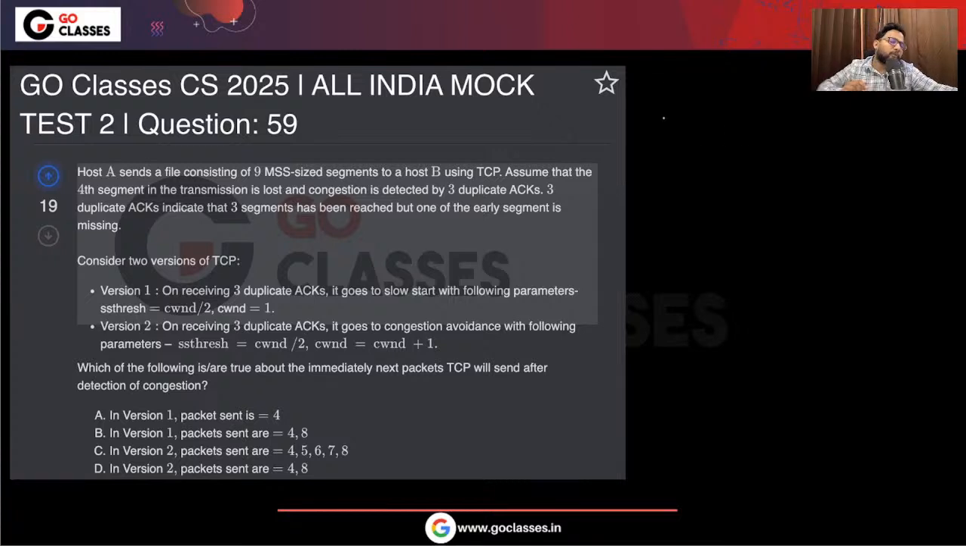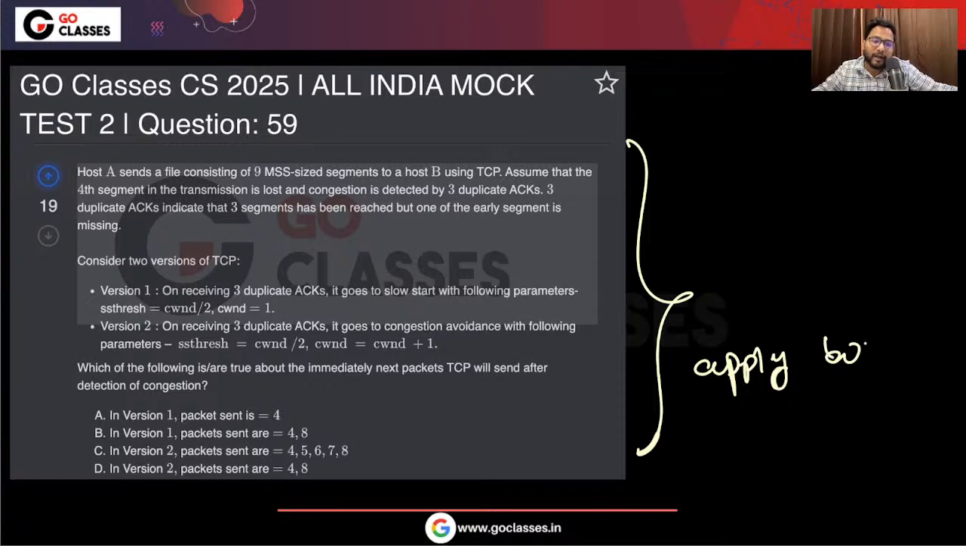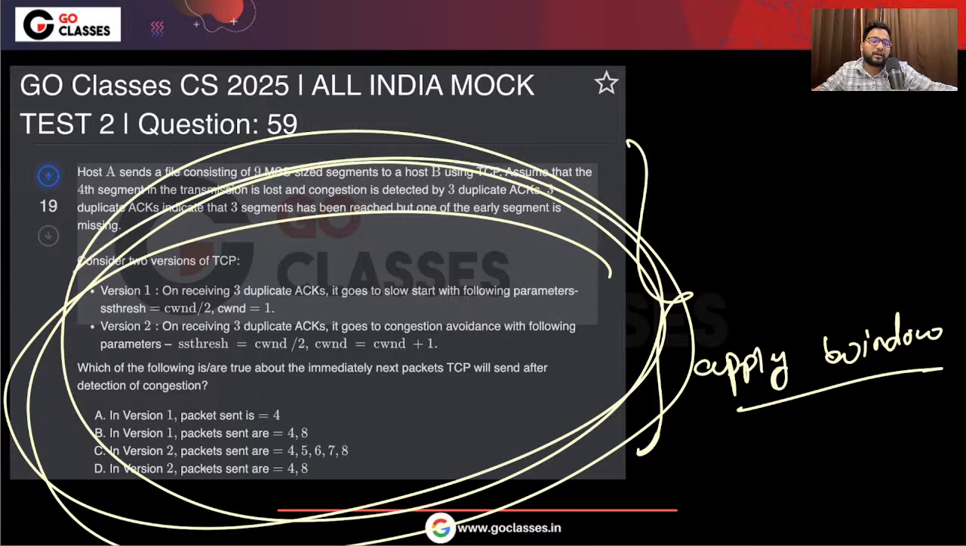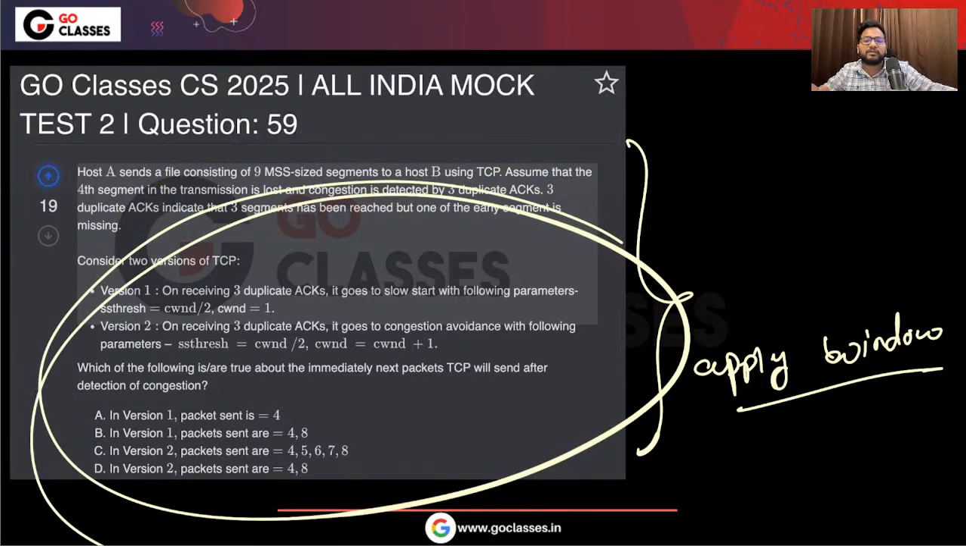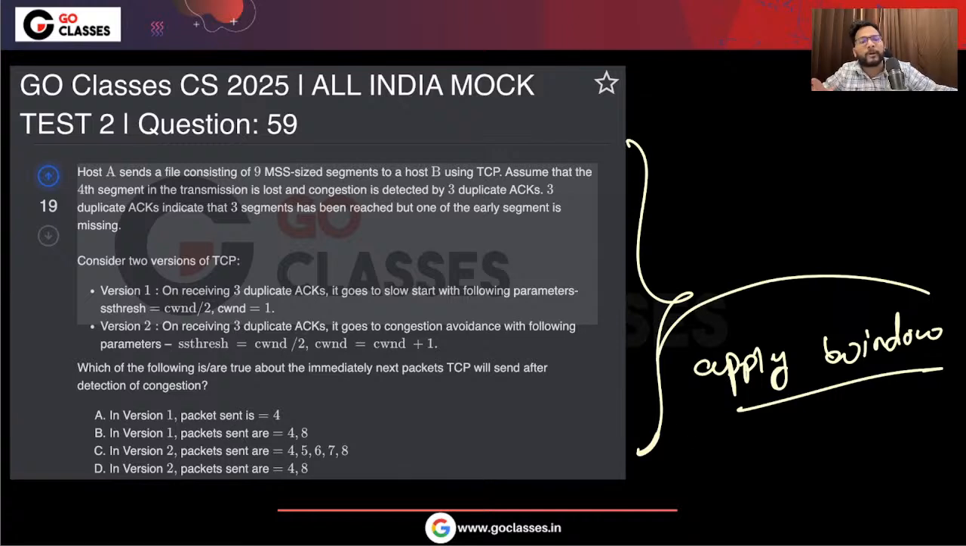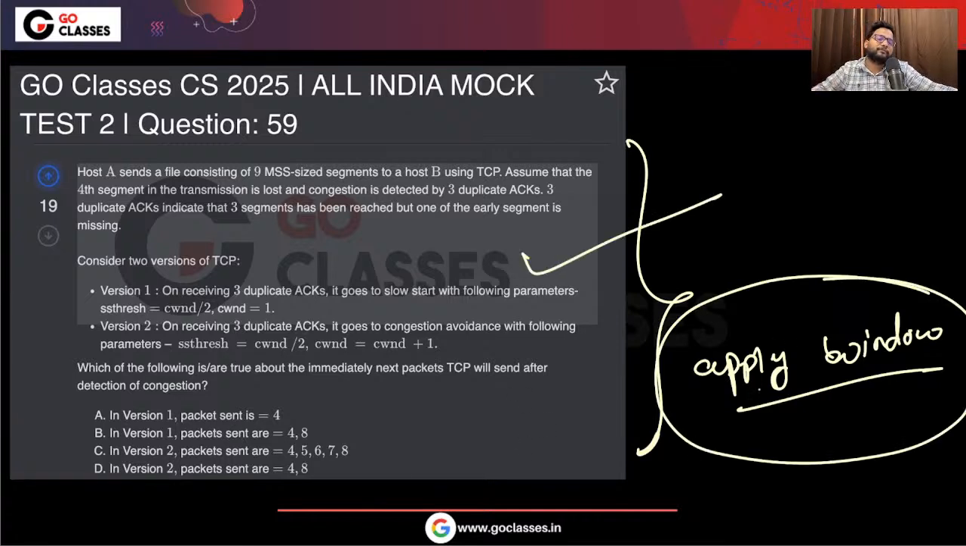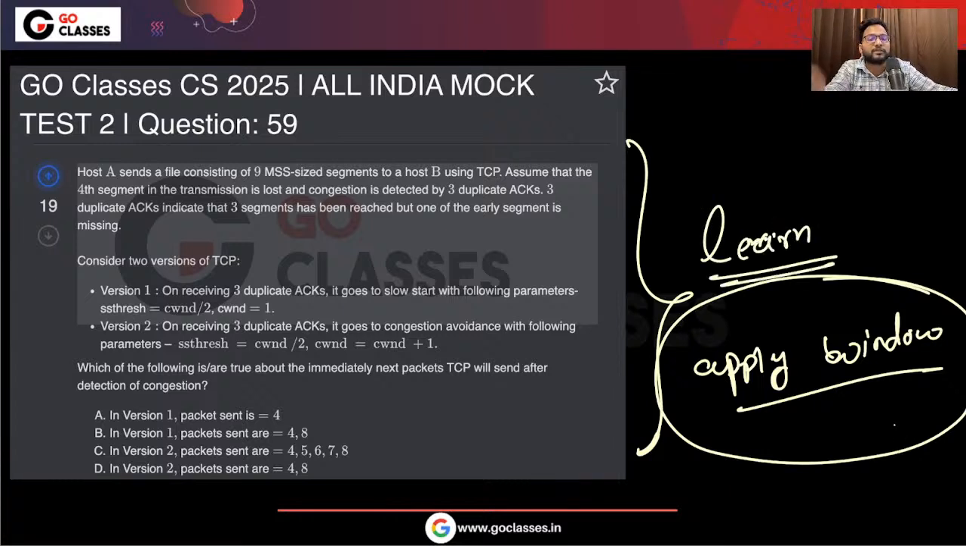Don't worry if you don't know the concept, because we are learning. We have just learned a concept where we can apply the window along with these congestion protocols, along with slow start, congestion avoidance. If you learn to apply the window, then you can solve this question very easily. So with this question we learn a new thing: we are learning to apply the window also. That is why this question is beautiful. Understood?